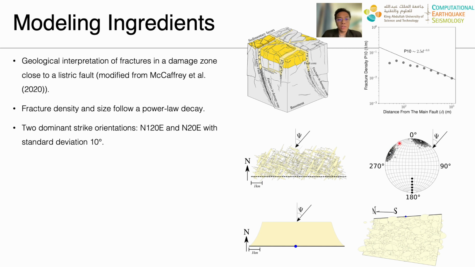In this study, we consider 2 dominant strike orientations, north 120 east for fracture family number 1 and north 20 east for fracture family number 2, with a standard deviation of 10 degrees. The spatial distribution of our simulated fracture network in map view can be seen from this figure here. The elliptic main plane is constructed with depth-dependent dip, varying from 40 degrees up to 85 degrees.